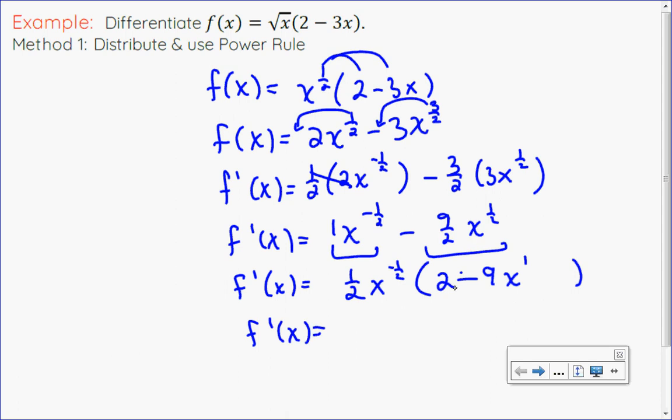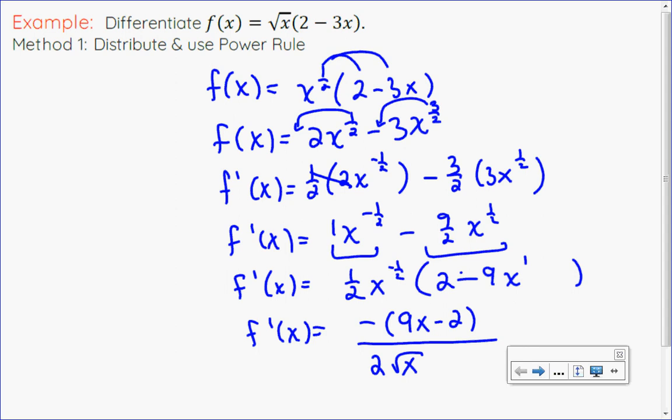So back over here, in the numerator, I'm going to have 2 minus 9x, which is a negative for my leading coefficient. So I'm going to factor out a negative because I want my leading coefficient to be positive. And then in the denominator, half means divide by 2, square root of x. So that would be my derivative using the power rule. Now we're going to come back to this answer and we're going to solve this question using the product rule.